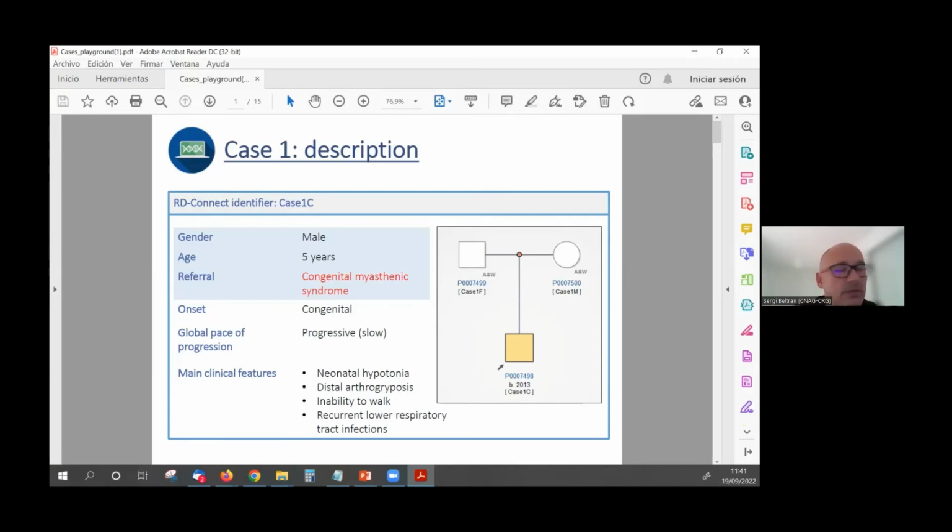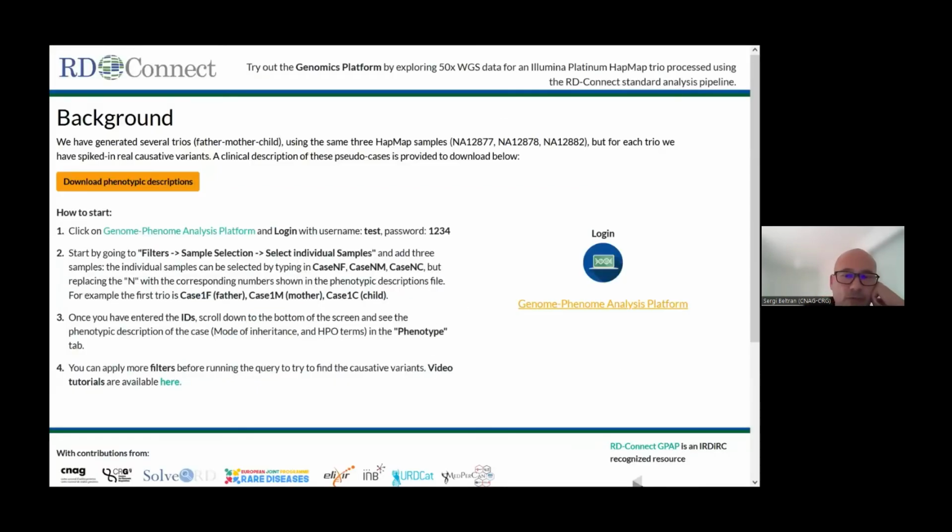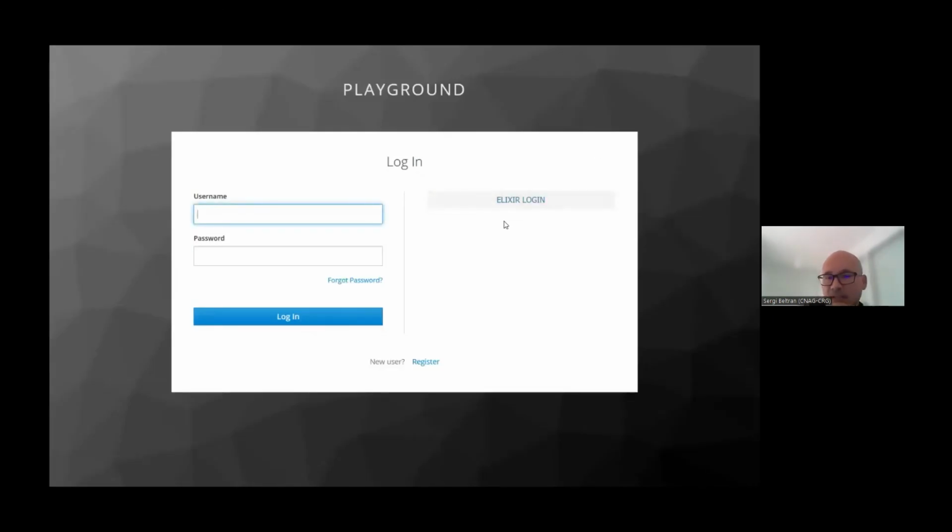Okay, so we've seen the case, and now we have to log in to the system. To log in, we will use the username test and password 1234. But you could also use your Elixir login if you wanted, and then we would know who you are. We might enforce this in the future, but not yet. Okay, so we log in.